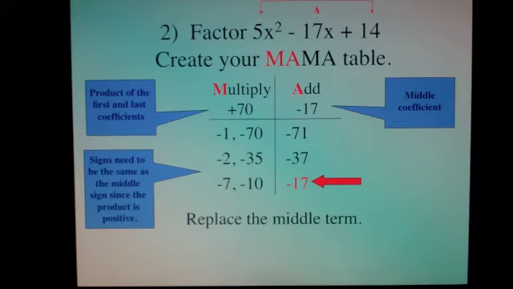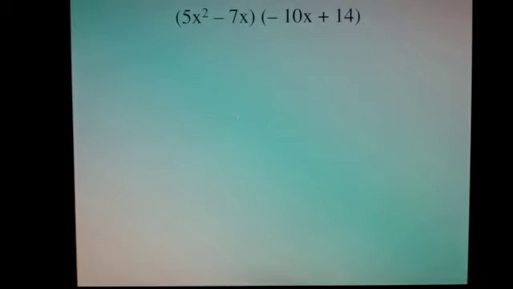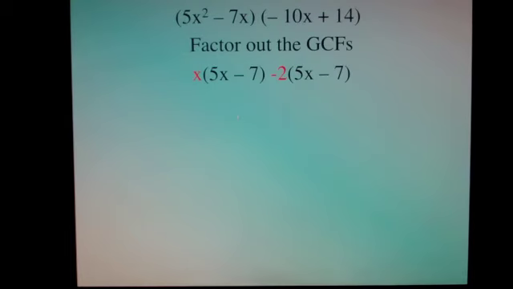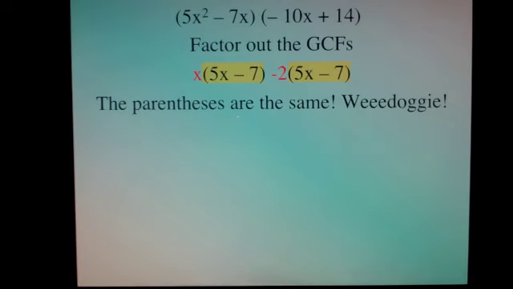So we're going to replace the middle term with the negative 7 and the negative 10. And we get 5x squared minus 7x minus 10x plus 14. Now we're going to group, factor out the GCFs, get an x out of the first, and we get a negative 2 out of the second. Parentheses are the same, so we can regroup, and get x minus 2 times 5x minus 7.